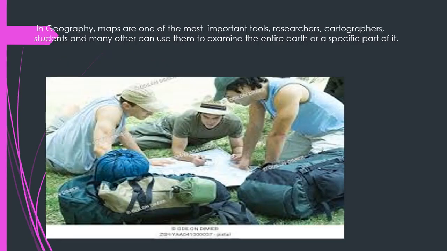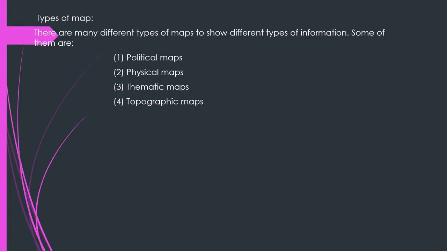In geography, maps are one of the most important tools. Researchers, cartographers, students, and many others can use them to examine the entire earth or a specific part of it. There are many different types of maps to show different types of information. Some of them are political maps, physical maps, thematic maps, and topographic maps.